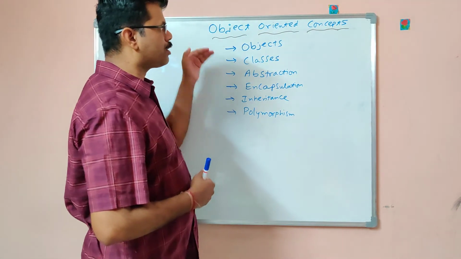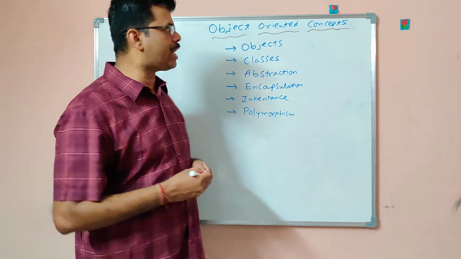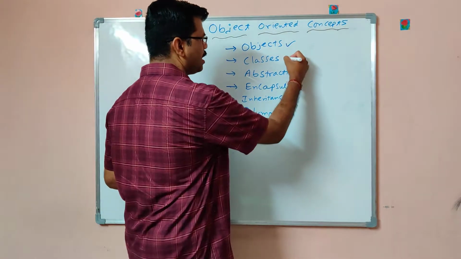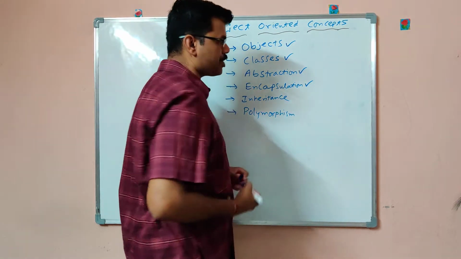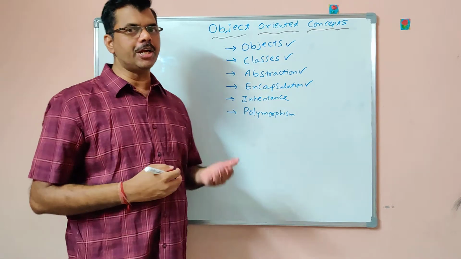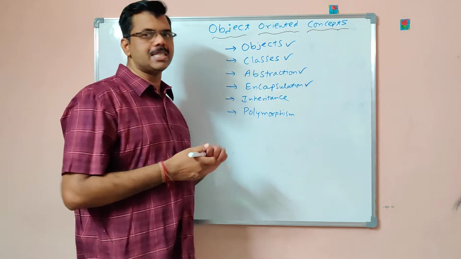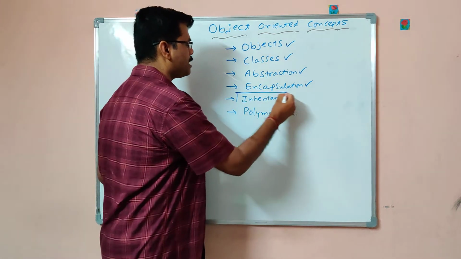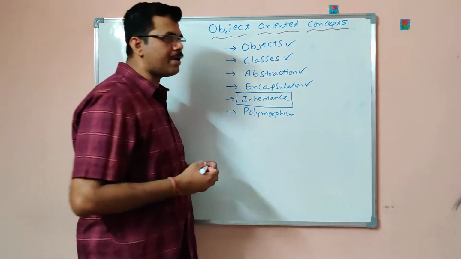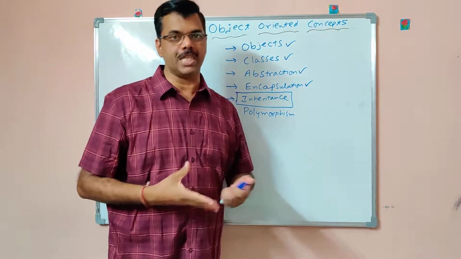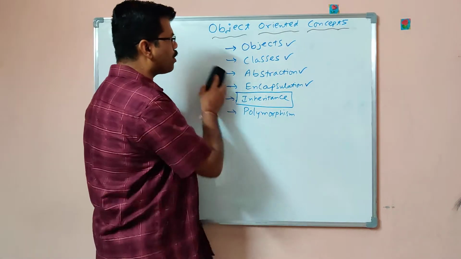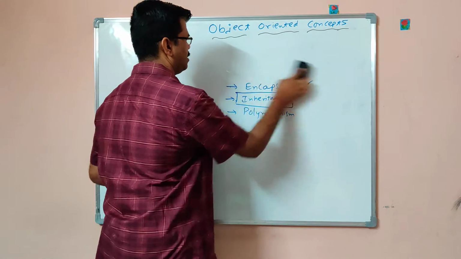We are in the topic object oriented concepts. In the last videos we have seen about objects, classes, abstraction and encapsulation, and in this video we are going to see one of the good and very important features of object oriented, that is inheritance. The meaning of inherit is like take it, use it. So let us understand more about this inheritance.